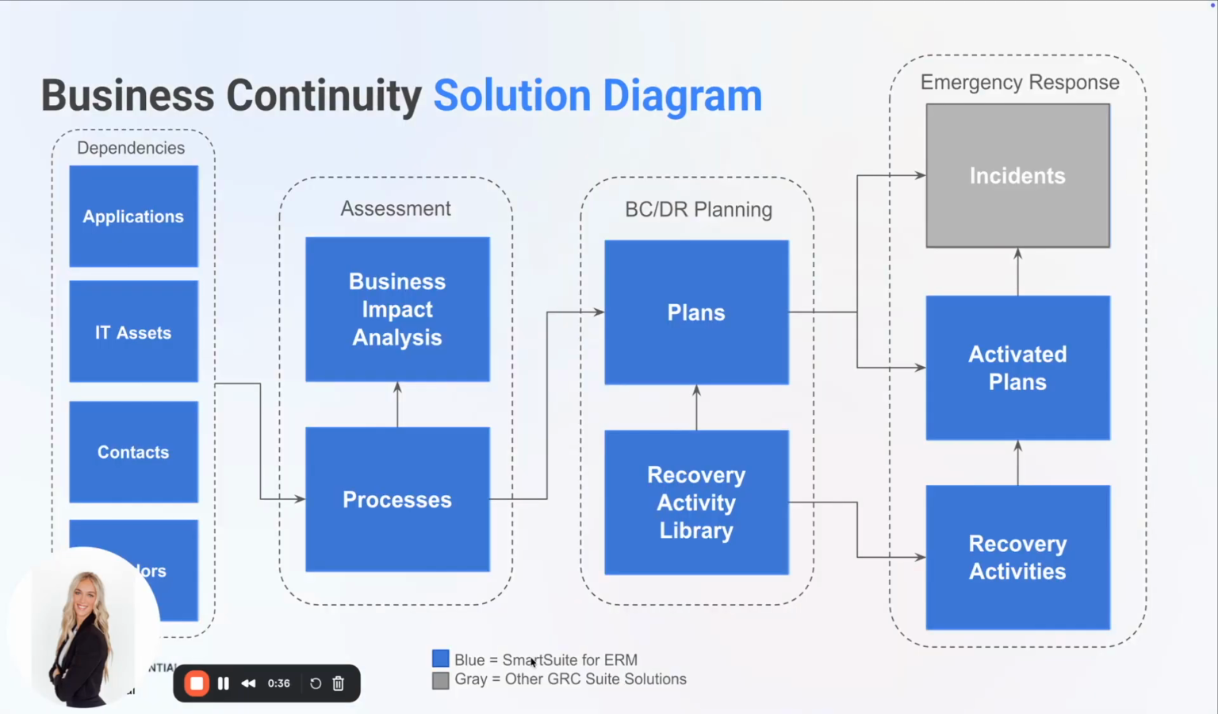This diagram shows how SmartSuite's business continuity solution is structured and connected. On the left are the dependencies, such as applications, IT assets, contacts, and vendors. Next, we have the business impact analysis, which assesses those dependencies and processes to define criticality and establish RTO and RPO targets. Those then flow into the plans, which are supported by Recovery Activity Library for a step-by-step execution. On the far right, those plans can be activated during an exercise or live event and are connected to incident management, so continuity and response operate together in one coordinated workflow.